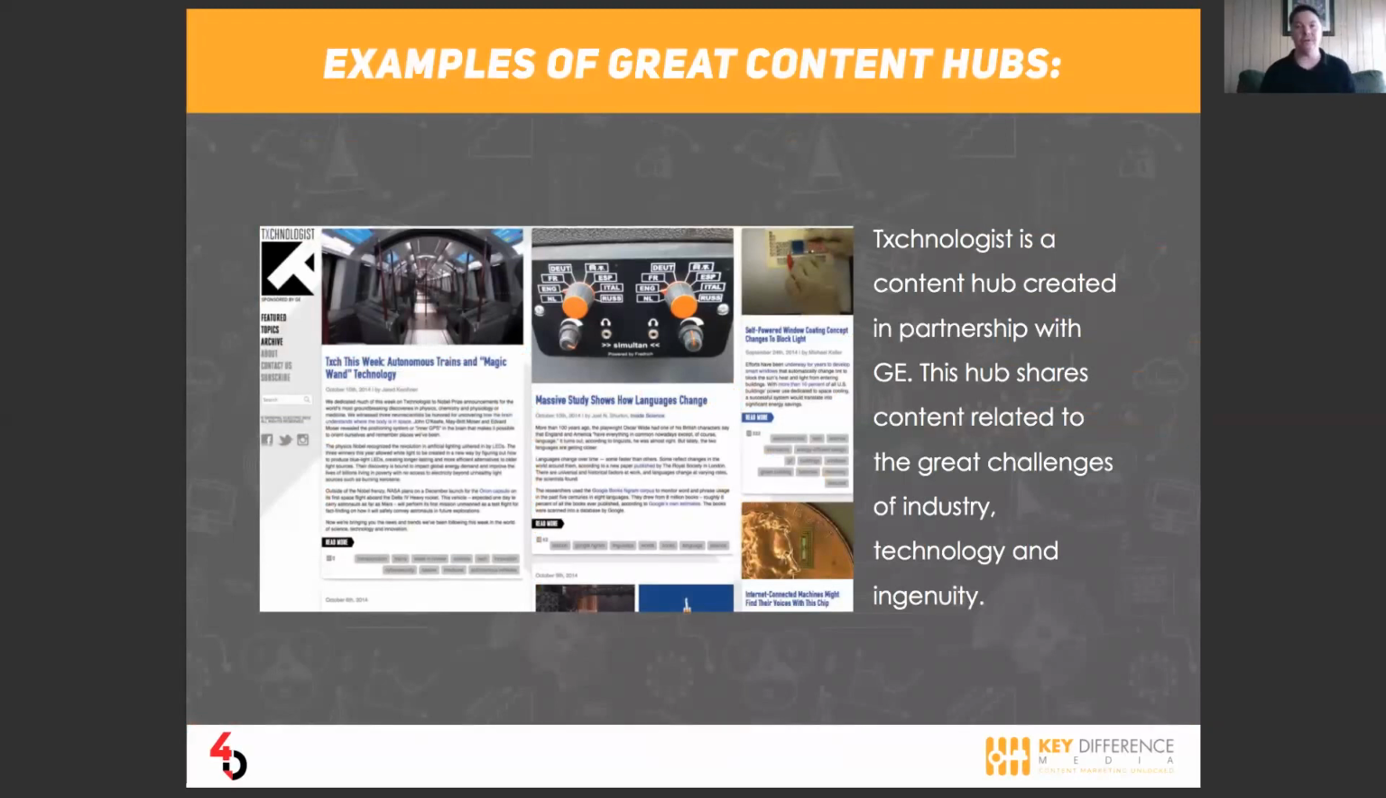So let's take a look at a few of these content hubs. For example, Technologists is a content hub created in partnership with GE. GE is all about bringing better things to life, bigger things to life, gooder things to life. GE is all about bringing things to life, and they have divisions from aircraft to instrumentation to appliances, etc. So this hub shares content related to the great challenges of industry, technology, and ingenuity. That's an exciting place for anybody who's interested in technology.